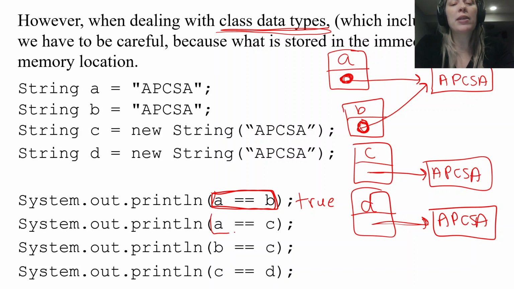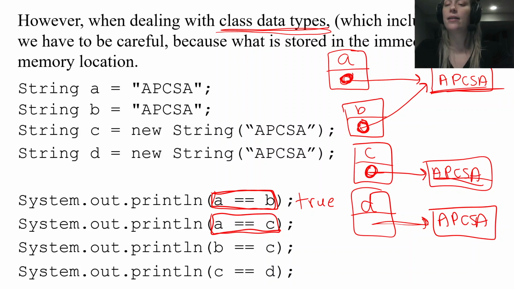Which makes sense when you come down here to A and C. A and C have different memory locations. Even though they both say AP CSA, they have different memory locations, so this actually returns false. So that's when it doesn't work like you want it to.